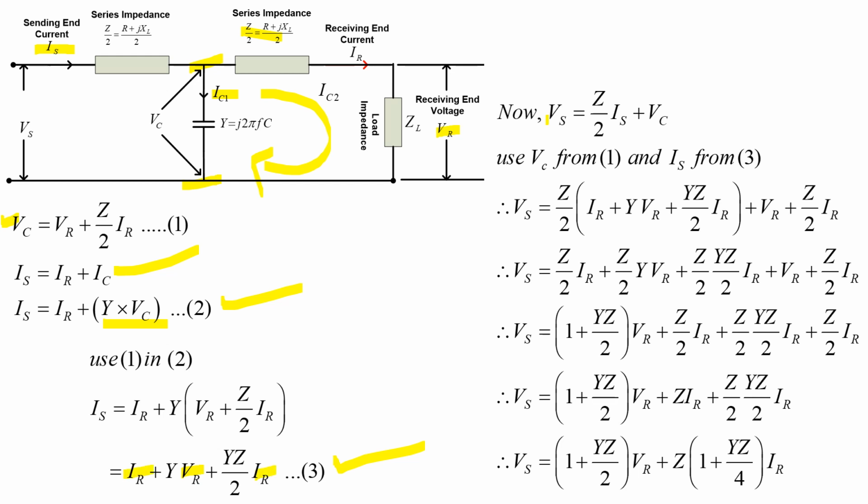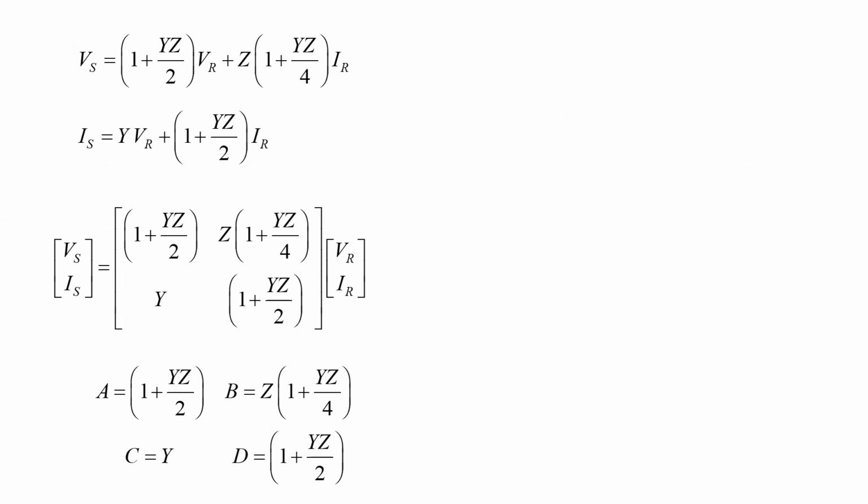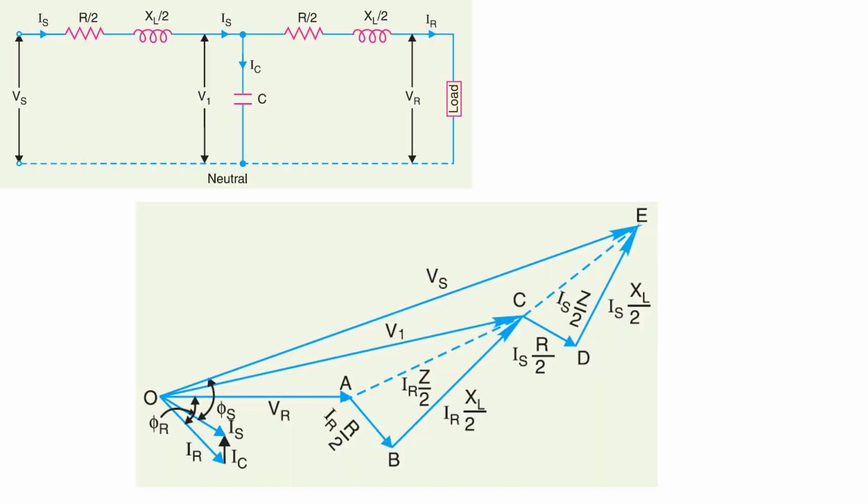This is my sending end voltage Vs. This is another loop. In this loop, this is Vs, the voltage drop across this Z by 2, and Vc. So Vs equals Z by 2 into Is plus Vc. Make use of Vc from 1 and Is from 3. Simplify it, and you will get Vs in terms of VR and IR. This is the summary. From this you can derive the ABCD parameters and identify them. This is the last slide.